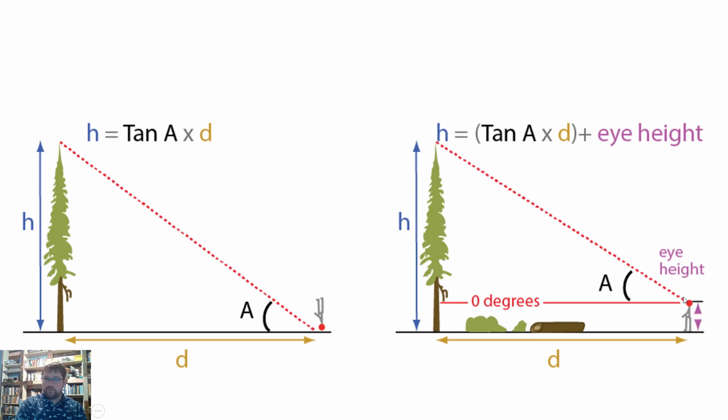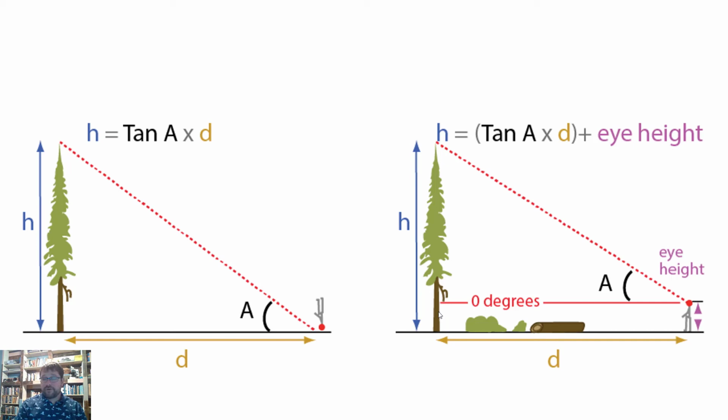So instead, what we often will do is we'll say the tangent of A times D plus the height of the eye, or the height of your head. Okay, and if you're standing, that's one height. If you're kneeling, it's another height. You know, whatever your eye height was, okay, you have to add that in. Okay, well, that's fine if the ground is completely level.